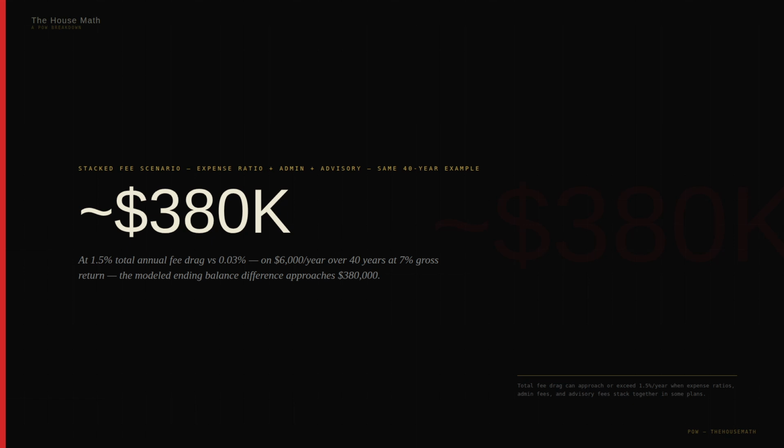At 1.5% annual drag on our $6,000 per year example, over 40 years at 7% gross return, the ending balance drops to approximately $810,000 versus $1,190,000 at 0.03%. That's a difference of roughly $380,000 on the same contributions over the same career.